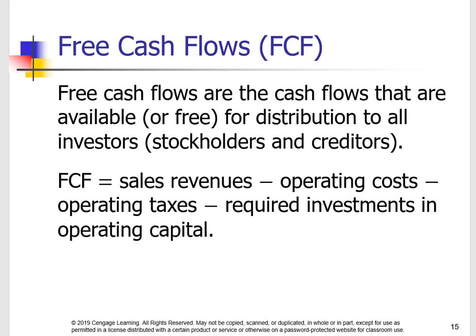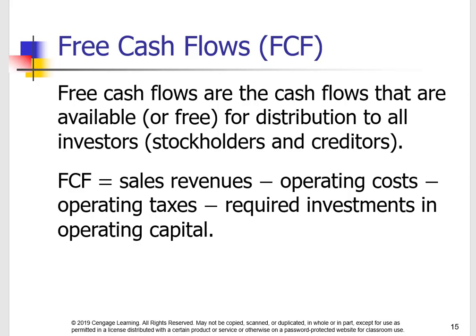So the basic formula is you take the sales revenues of the company, you subtract out their operating costs, subtract out operating taxes, and subtract out any required investment in operating capital. So what free cash flow says is, after you've paid all the bills, invested in all the working capital, invested in fixed investments, intangible investments like other companies or the stocks of other companies, this is the amount of funds that's available for distribution to investors.